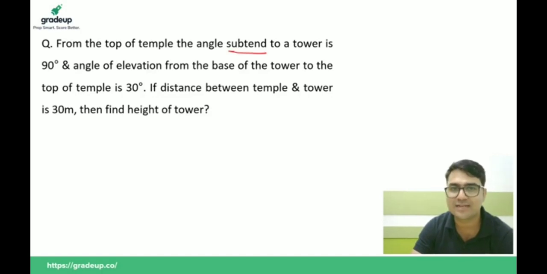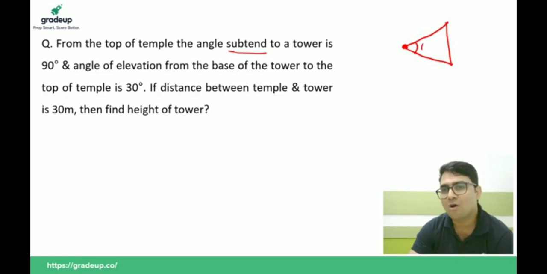What is angle subtended? If this is an object and this is the observer's eye, and the observer is watching simultaneously the top and the bottom, then this angle is called the angle subtended. I repeat, if this is an object, that is a building, and this is the eye of the observer, watching the top and the bottom simultaneously, then this angle is called angle subtended.